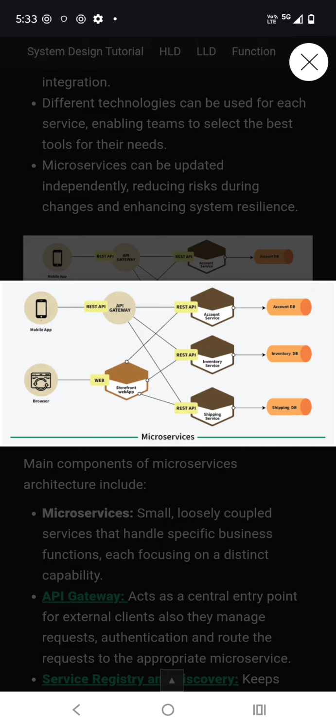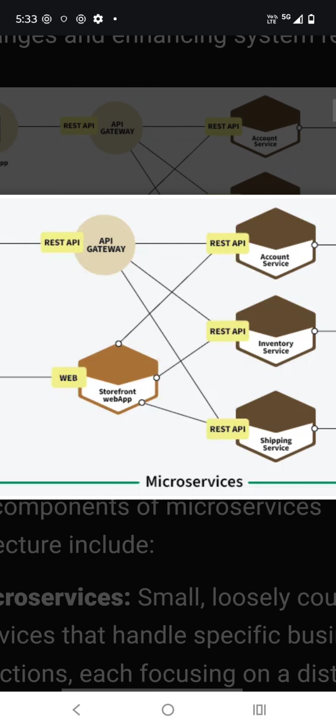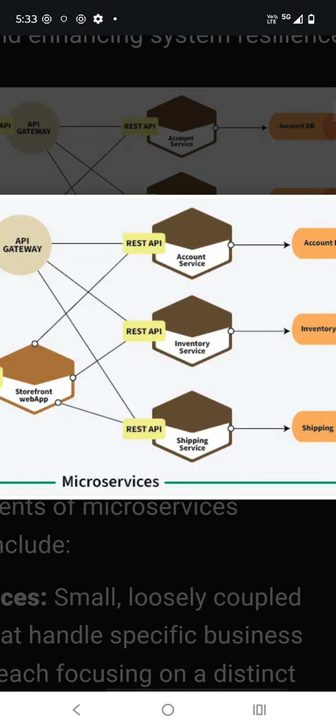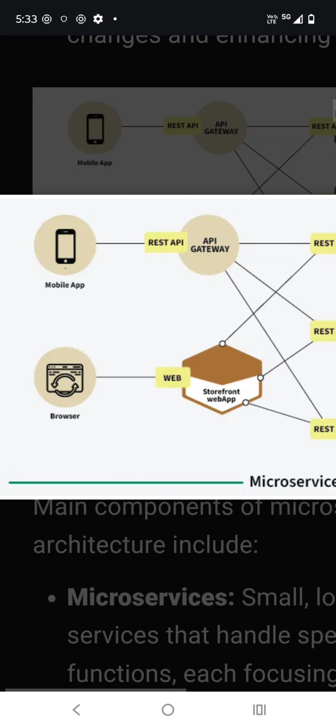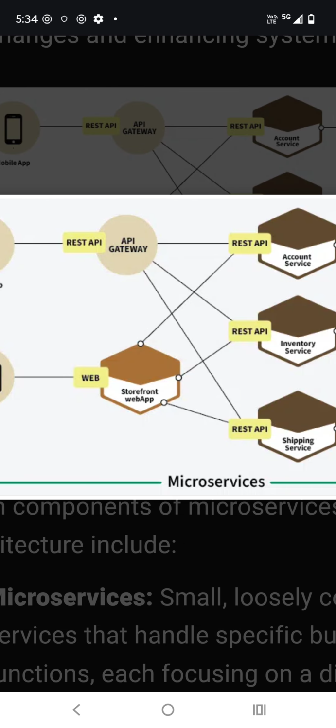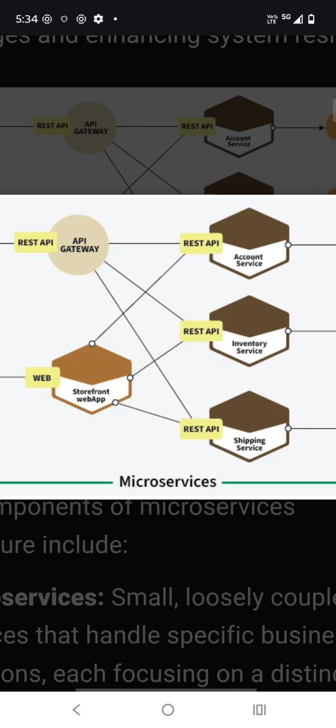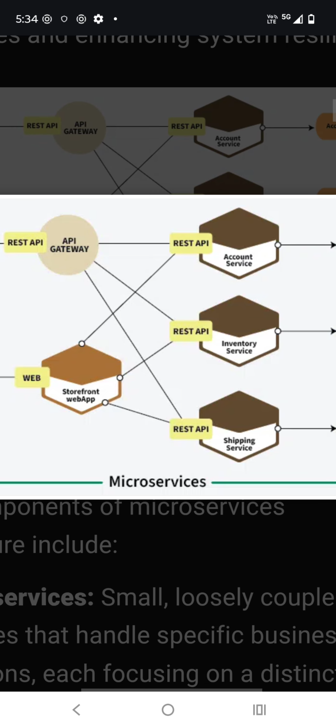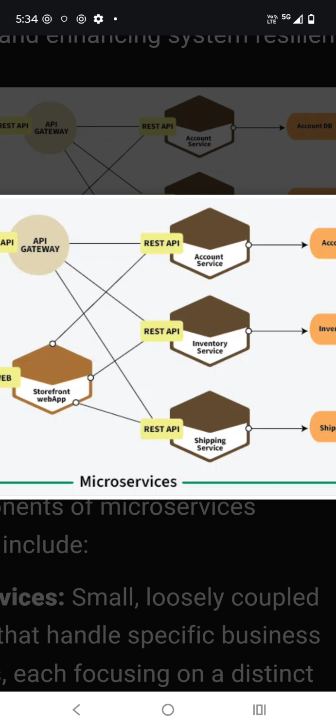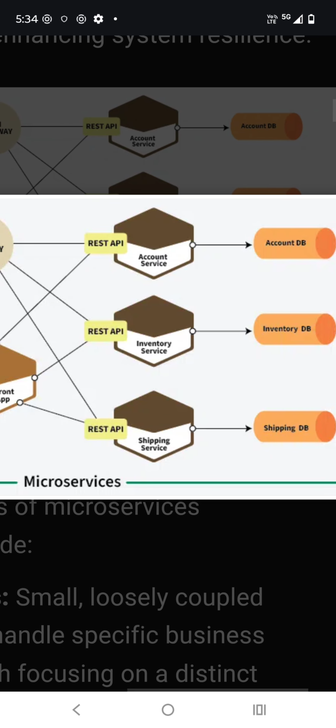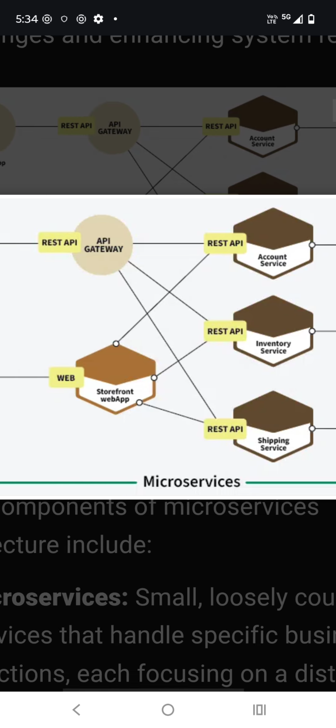That way we are splitting and creating independence here. Every service handles a separate single responsibility, right? You can see here account service, inventory service, shipping service. All three are different services. Whenever a request comes, it goes to the particular service, and another service will be invoked, it will get the respective data from there and then process it.